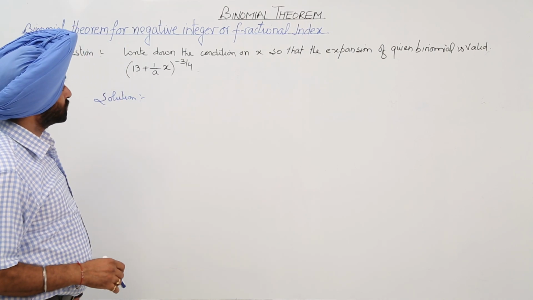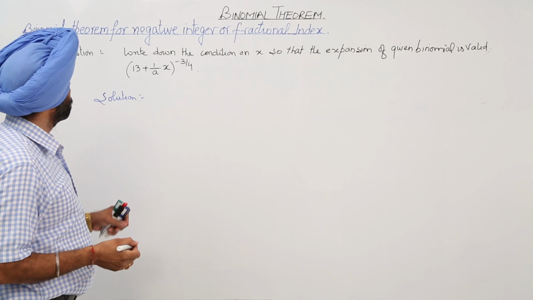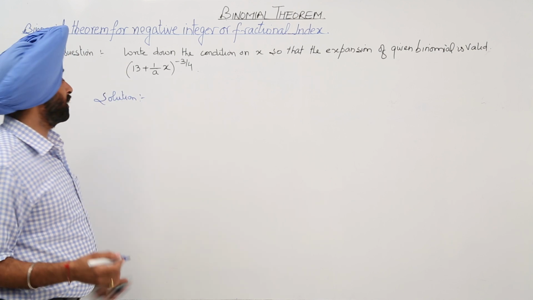Write down the condition on x so that the expression of the given binomial is valid. Why? How is it valid? This we have to tell.